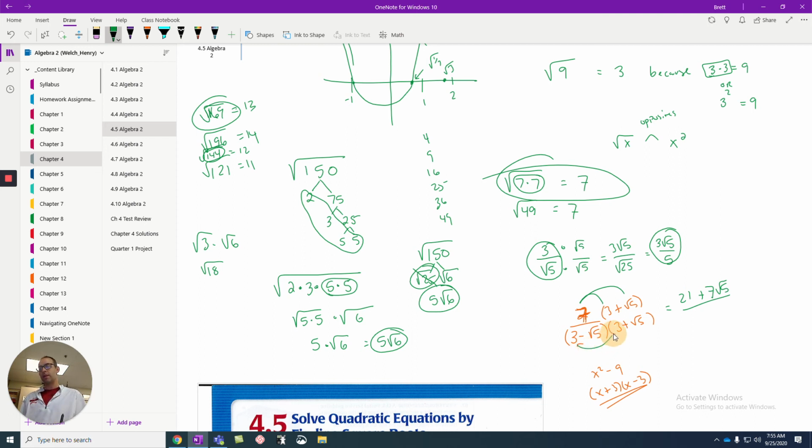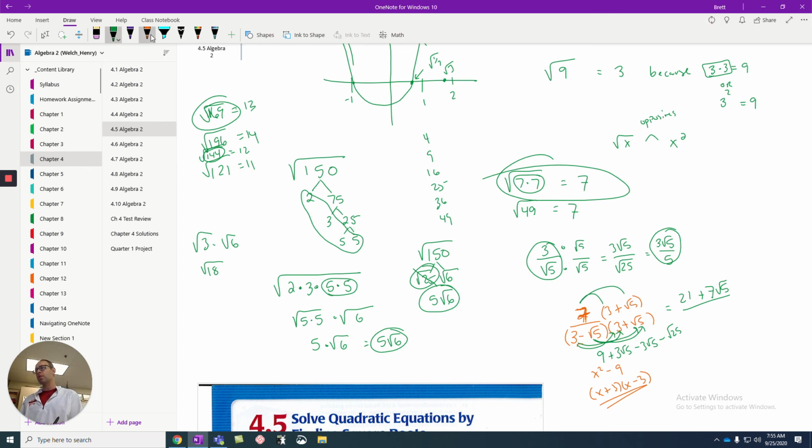Let's go, 3 times 3 is 9. 3 times root 5 is a positive 3 root 5. A negative root 5 times 3 is negative 3 root 5. And negative root 5 times positive root 5. Okay, first, acknowledge that it's negative. And then square root 5 times square root 5 is square root 25.